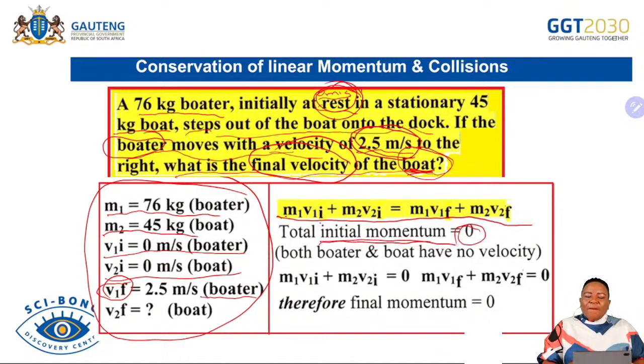So that is why our initial momentum is 0, but you cannot just write 0. Substitute the values: 76 kilograms multiplied by 0, and 45 kilograms multiplied by 0. So that at the end of the day, you know that your initial momentum, the momentum before collision, is 0.